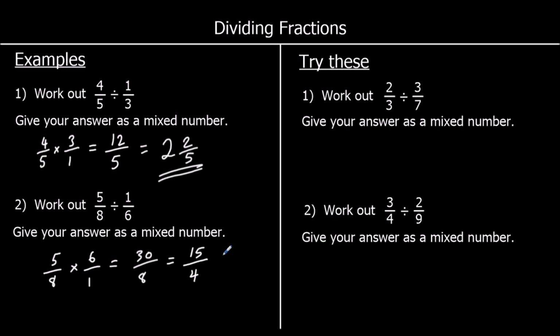15/4. And now let's write it as a mixed number. How many 4s go into 15? 3 4s make 12. So we've got 3 whole ones, so that's 12 quarters. And we need another 3 quarters. So we've got 3 whole ones and 3 quarters. Okay, 2 for you to try, so give them a go.